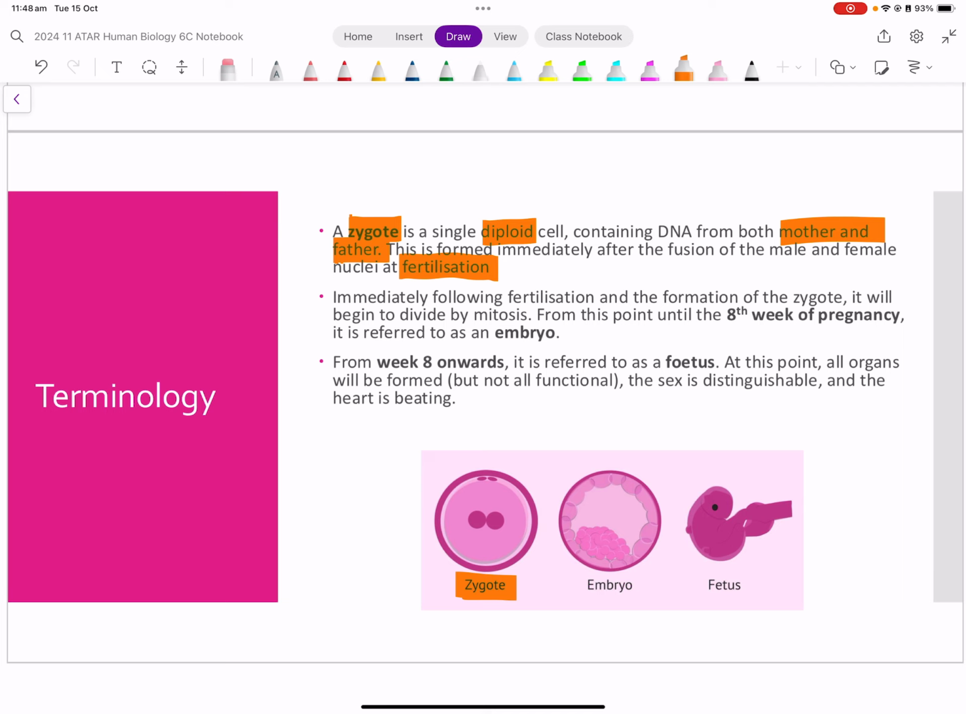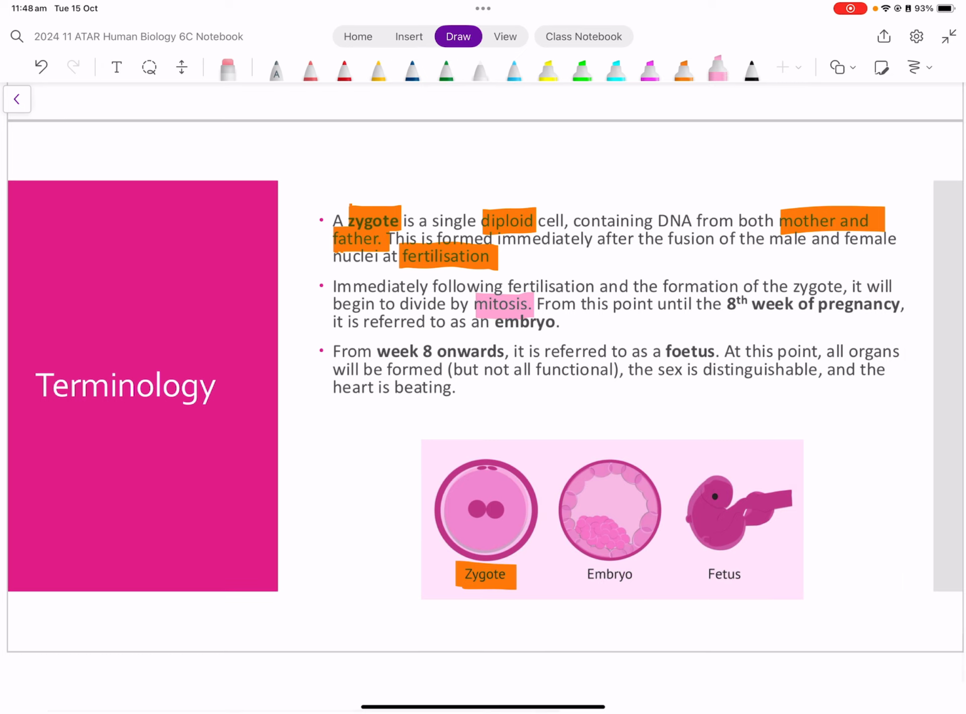Next, from the zygote stage, this cell is going to continue to divide thanks to mitosis. And in terms of mitosis, it's going to continue to divide up until the 8th week of pregnancy, and it's during this time that we know this particular set of cells as an embryo. After 8 weeks and until the end of the pregnancy period, it will then be known as a fetus. Okay, and this fetus is going to look somewhat like this in the early stages, and then will continue to develop into something that looks more and more like a human baby.